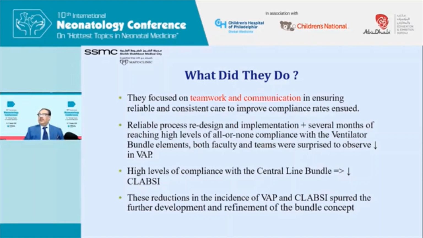The focus on teamwork and communication in ensuring reliable and consistent care improved the compliance rates. So a high level of compliance with the central line bundle decreased infections. What they found was that when they educated, when they got the permission of the team, and when they communicated very nicely, they achieved a high level of compliance, and the rate of infection in that particular situation was reduced.